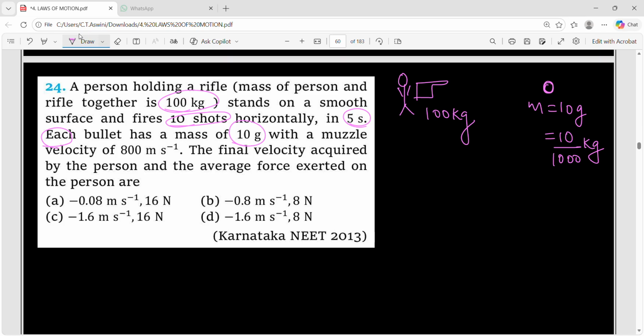Next, with the muzzle velocity, what is the velocity of each bullet? It is 800 meter per second. The final velocity acquired by the person and the average force exerted on the person.